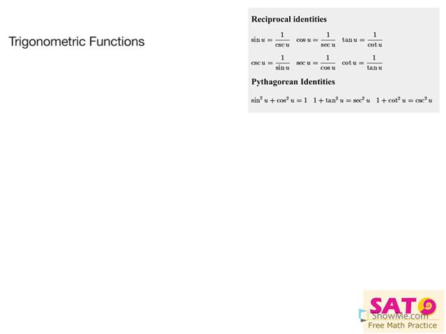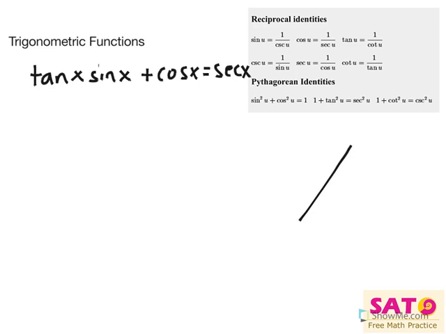So let's get started with some examples. So here on the upper left, you have the identities and all the formulas you're going to use, right? So let's start off with the first problem. Make it kind of simple. Tan x times sine x plus cosine x equals secant x. Alright, let's draw a triangle. Let's say we have this triangle right here.